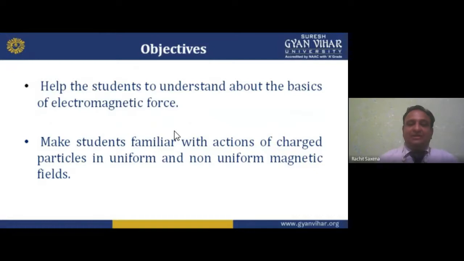So my objective is electromagnetic force, and to make students familiar with the action of charged particles in uniform and non-uniform magnetic fields. We have two types of magnetic field: one is uniform, the other is non-uniform. Students should be familiar with the actions of charged particles. I will try to give you a brief about it and show you how it works with my diagrams, pictures and images, so you can easily understand.